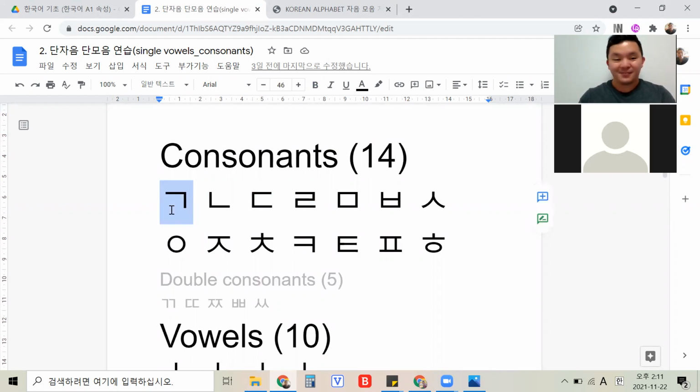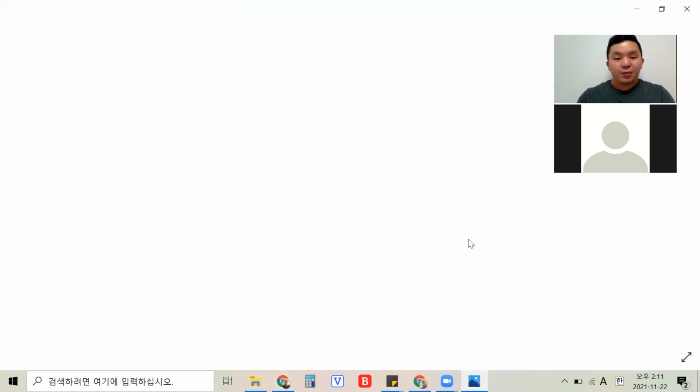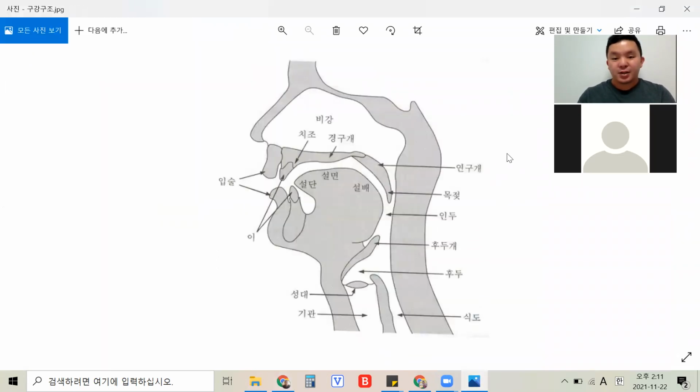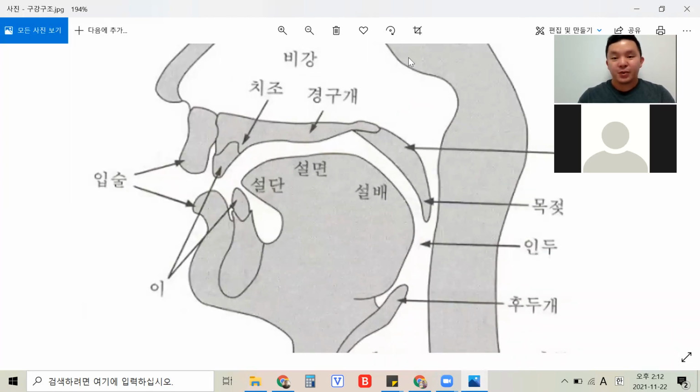The first one would be like a G. G. Very good. The second one like an N. The third one a D. And the fourth one like between an R and L. Exactly. Something familiar from what we learned from the IPA chart. This is a Korean version, by the way. So just reminding one more time.